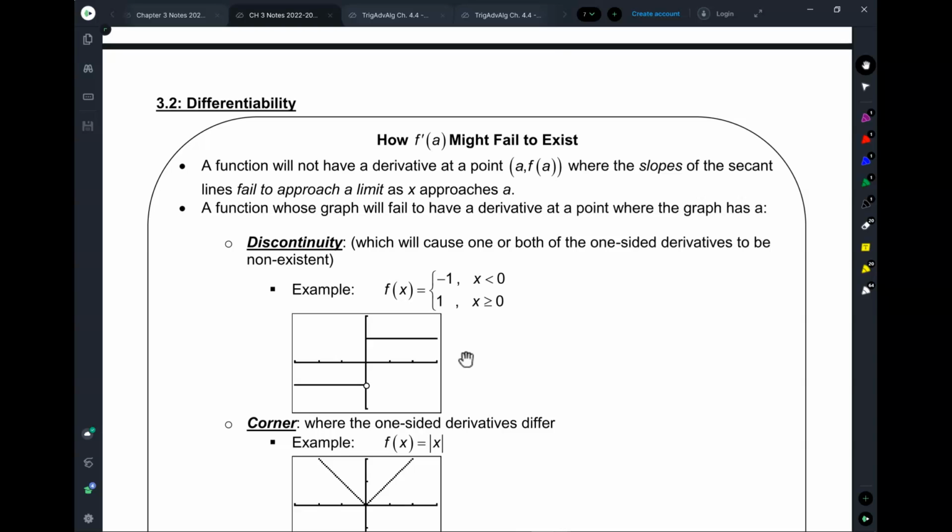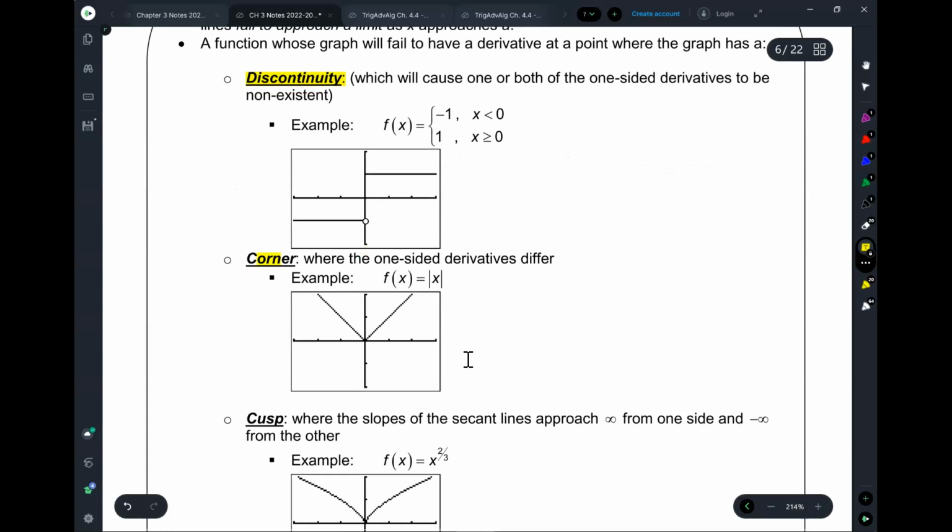Okay, one is if there is a discontinuity. Look at this one, there's a jump discontinuity, right? That means at that point the derivative will not exist, because if you go to the left and right, it's not a continuous point that you're looking for the derivative. Okay, so one is a discontinuity.